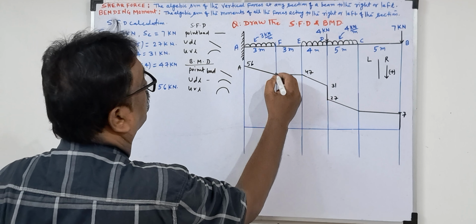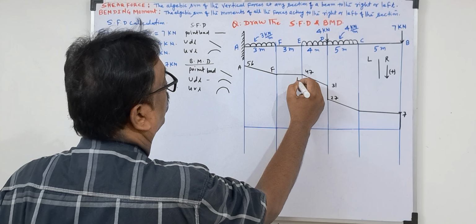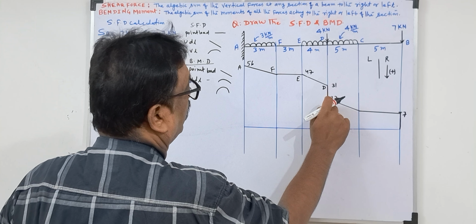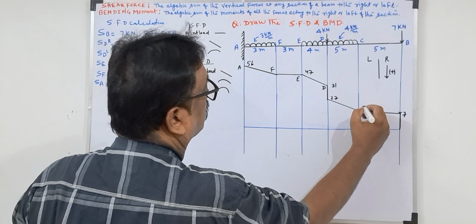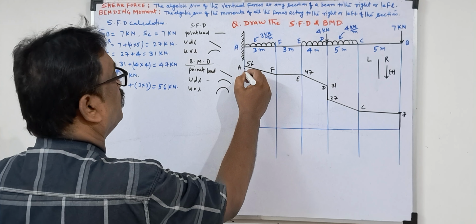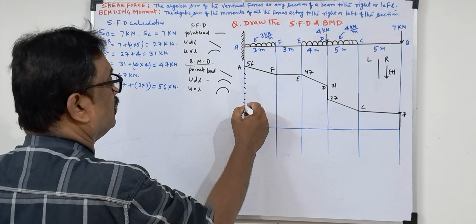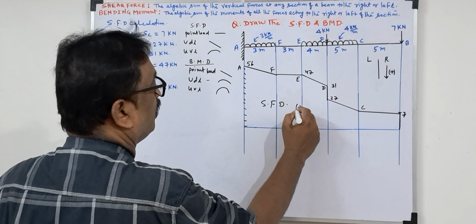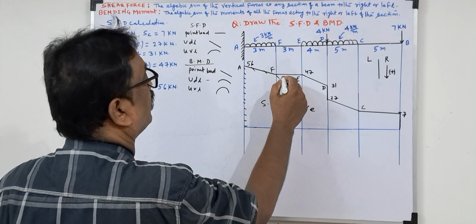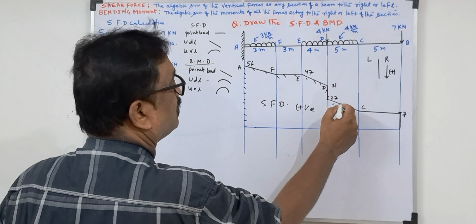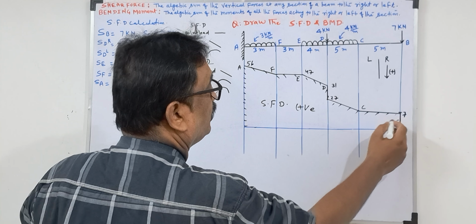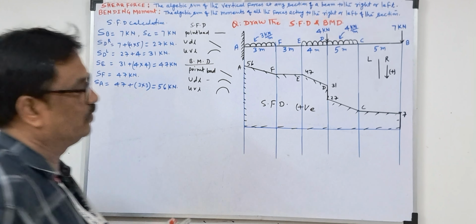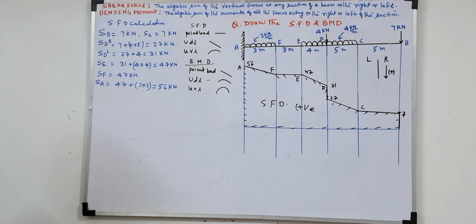This point is A, this point is F, this point is E, this point is D, both D left and D right, and this is C. So once you know all these points, this is known as the shear force diagram, positive. Everywhere these lines, the inside area will be the shear force diagram. So shear force is over.